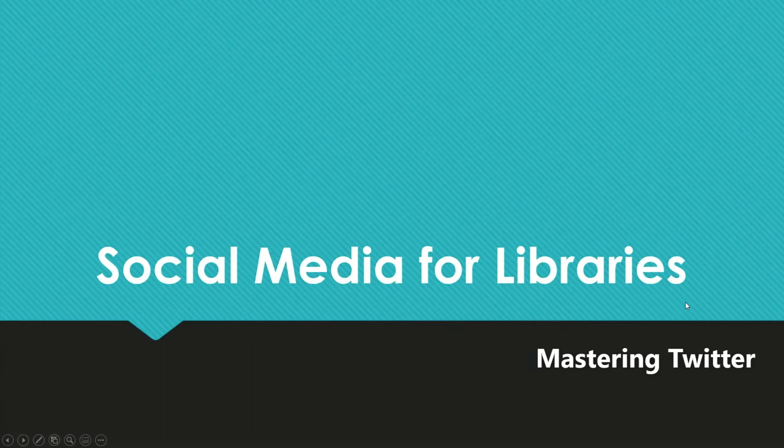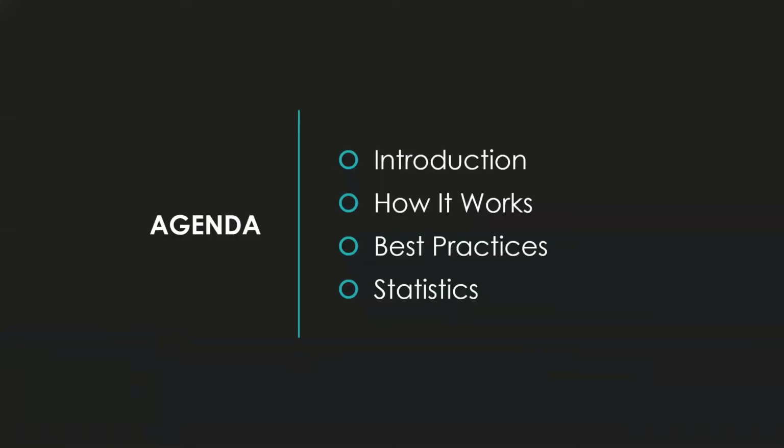This is part 4 of my 5-part series on social media for libraries, and this one's going to be all about Twitter. So first I'm going to go into a little introduction about what Twitter is, and then I'm going to talk about how it works and some of the features and how you can utilize those for your library marketing. Some best practices to keep in mind, and then going to get into the statistics and analytics.